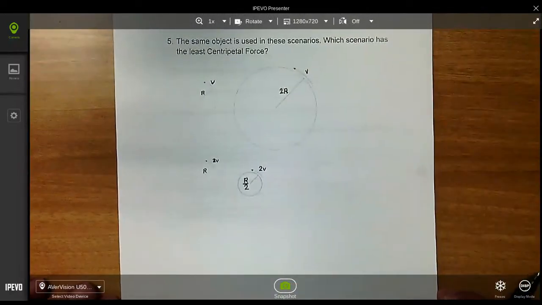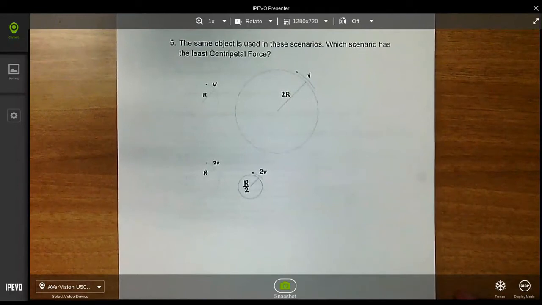And finally, our last logic problem. This is the same object as used in these scenarios. Which scenario has the least centripetal force? So we're looking for centripetal force, but we have to solve for basically ranking them in order from least to greatest before we can solve this problem.